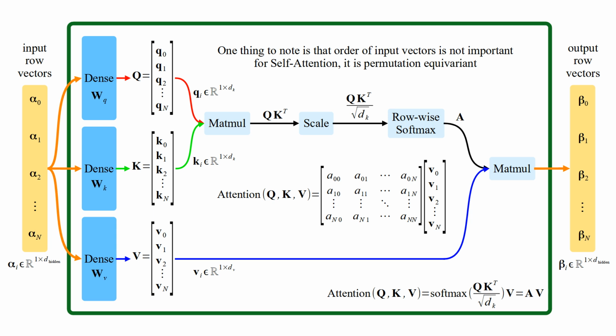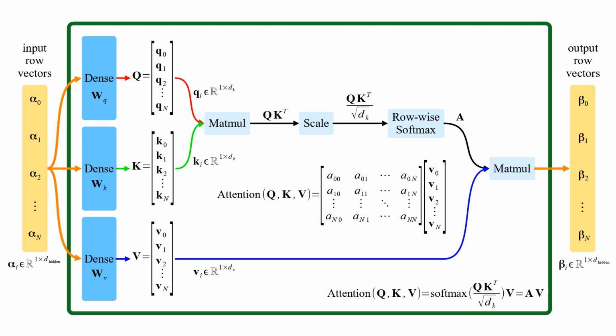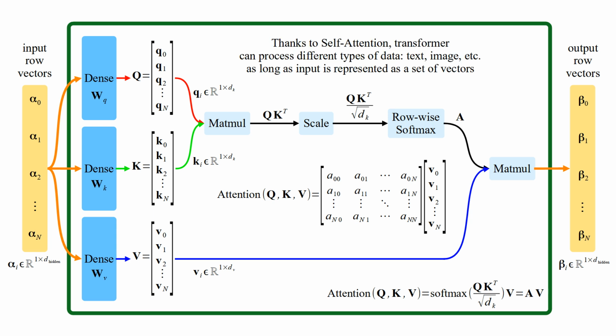One thing to note is that order of input vectors is not important for self-attention, it is permutation equivariant. If order of input vectors change, order of output vectors change the same way. That's why positional embeddings are added while preparing input embeddings for transformer. Self-attention is the core of transformer. Thanks to self-attention, transformer can process different types of data, text, image, etc., as long as input is represented as a set of vectors.